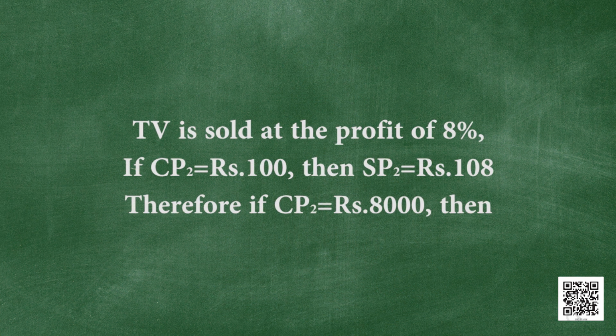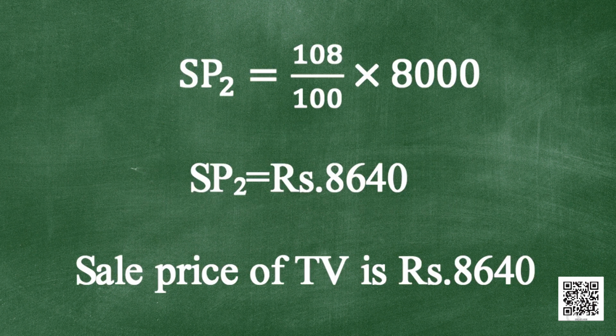Also, since TV is sold at the profit of 8%, it is clear that if CP2 is equal to rupees 100, then SP2 is equal to rupees 108. Therefore, if CP2 is equal to rupees 8,000, then SP2 is equal to 108 divided by 100 multiplied with 8,000. So, on simplification, we get SP2 is equal to rupees 8,640. Students, therefore, the sale price of TV is equal to rupees 8,640.